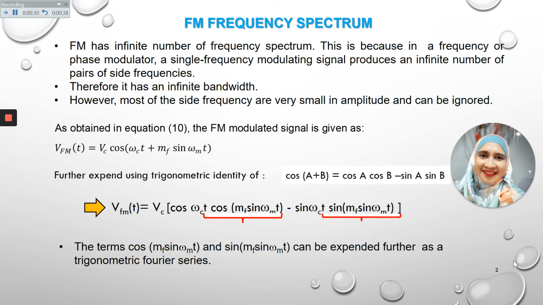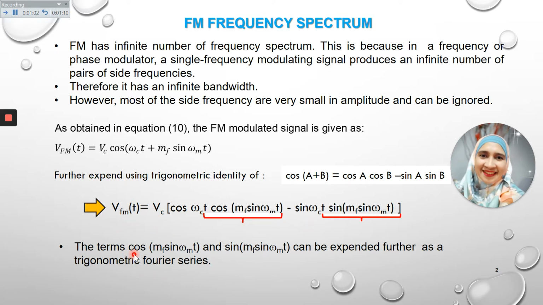So as obtained in equation 10 in part 2, our lecture on part 2, the FM modulated signal is given by VFM is equal to Vc cos(omega_c t plus mf sin omega_m t). Further expansion using the trigonometric identity, we use cos(A plus B) is equal to cos A cos B minus sin A sin B. Therefore, this equation VFM will become something like this.